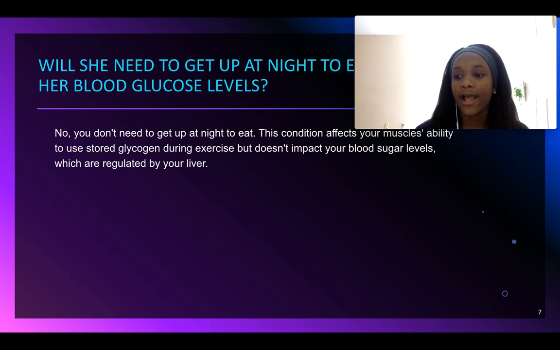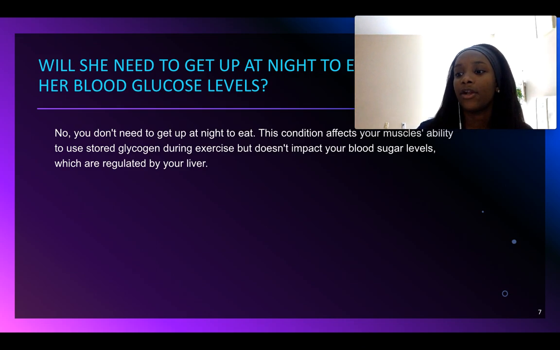The next question they had for me was, will she need to get up at night to eat to maintain her blood glucose levels? No, she does not need to get up at night to eat. This condition affects the muscle's ability to use stored glycogen during exercise, but doesn't impact your blood sugar levels, which are regulated by your liver. The deficiency primarily affects muscle glycogen, not liver glycogen.